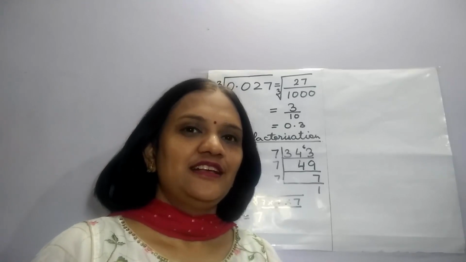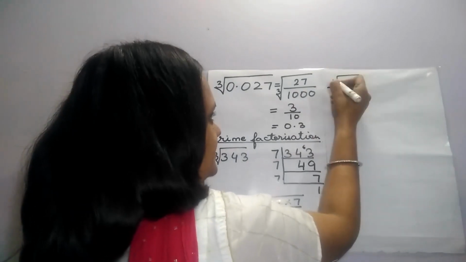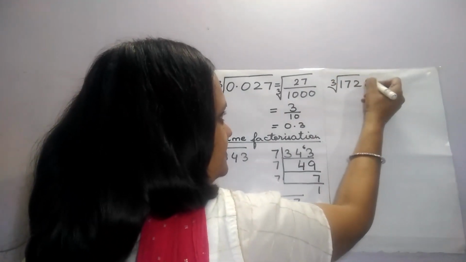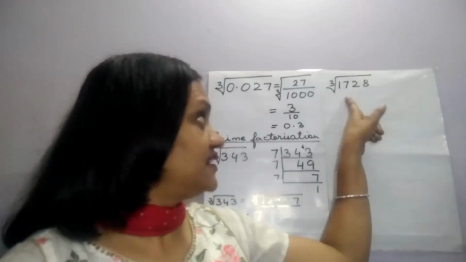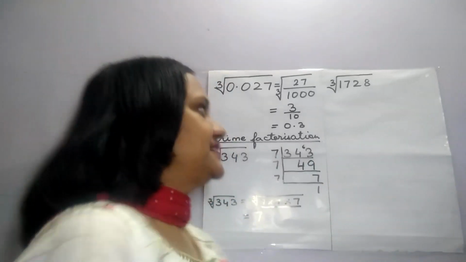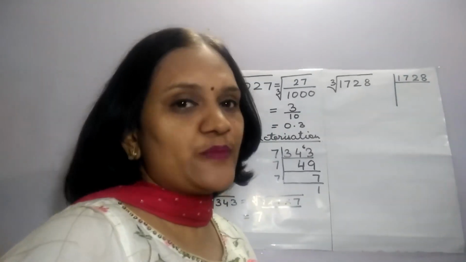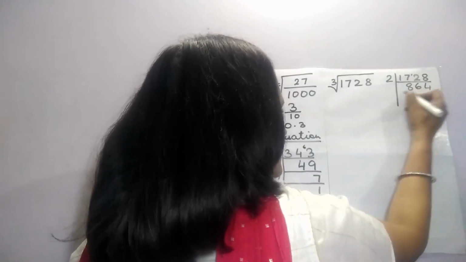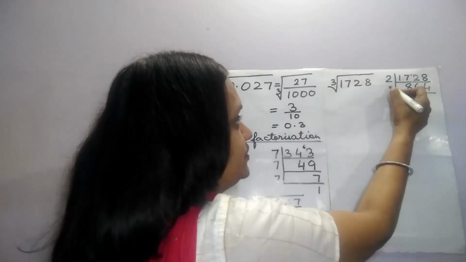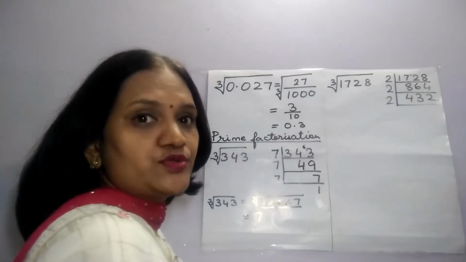Now let's find the cube root of 1728. Is it a perfect cube? Is this the cube of a natural number? Let's check. 1728 is divisible by 2. Let's divide. Again, 864 is divisible by 2. Again, 432 is divisible by 2.